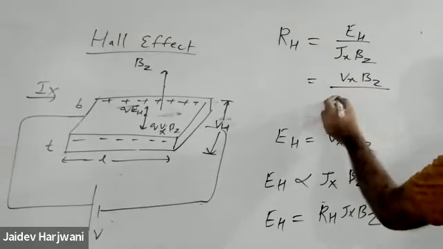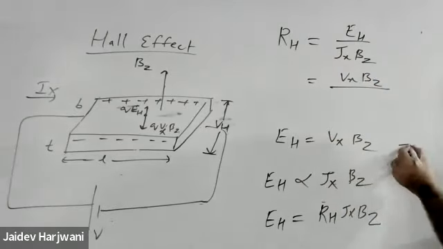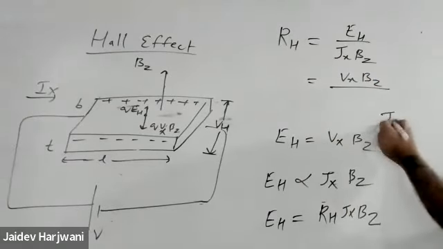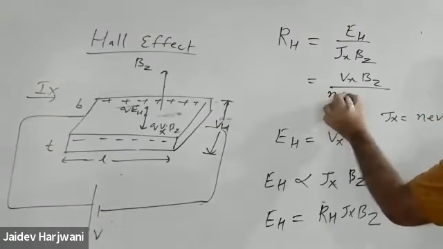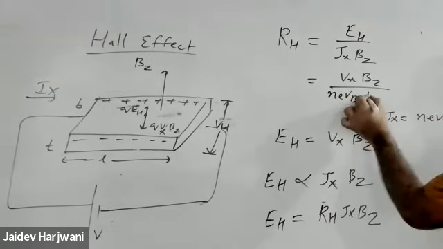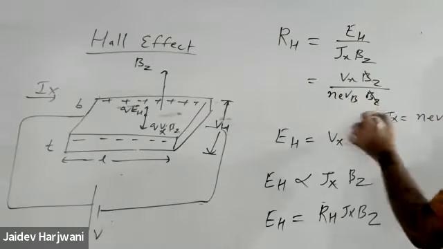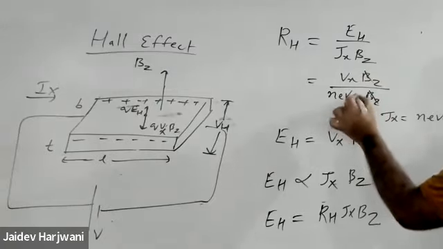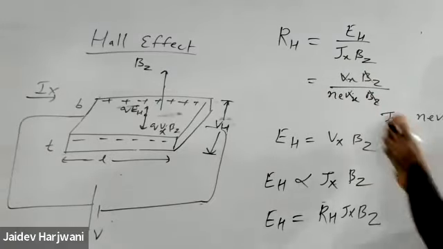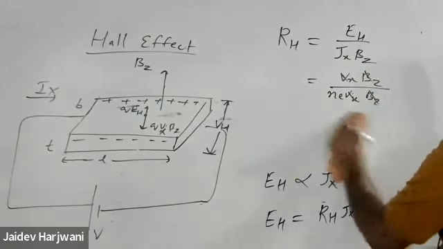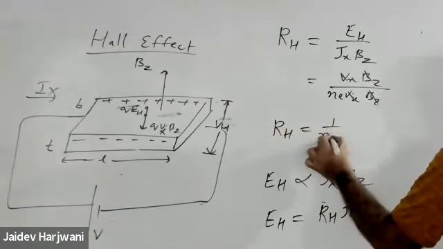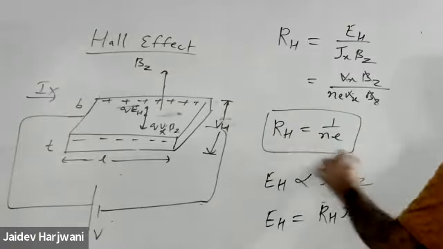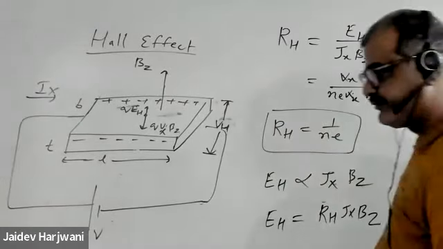And what is the value of Jx? Jx is the current density, which is equal to N e Vx. So I can put N e Vx, and you already have Bz here. So Bz cancels, Vx cancels. So now what do I get? This is a well-known expression for the Hall coefficient. RH is equal to what? 1 upon N e.